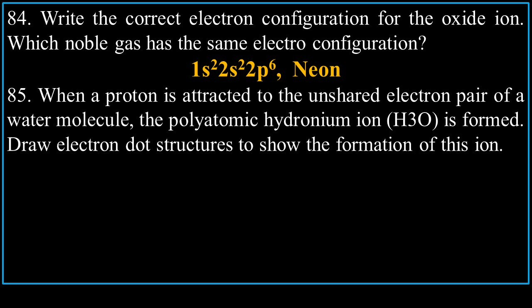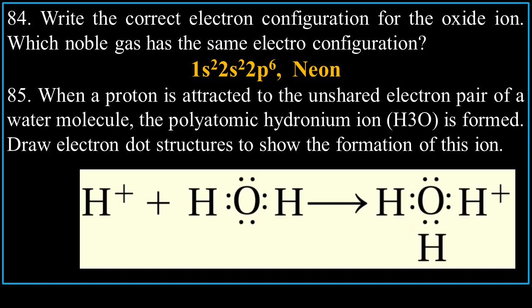When a proton is attracted to the unshared electron pair of the water molecule, the polyatomic hydronium ion is formed. Draw the electron structure to show the formation of this ion. You're simply going to add a hydrogen to an unbonded pair, and that'll be a +1 charge. If you did the math, you'll find that it's +1.